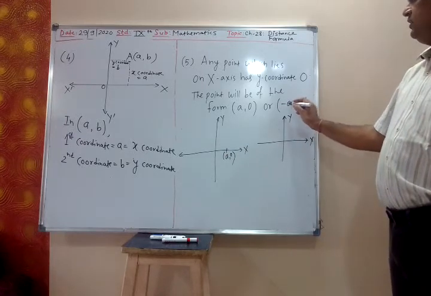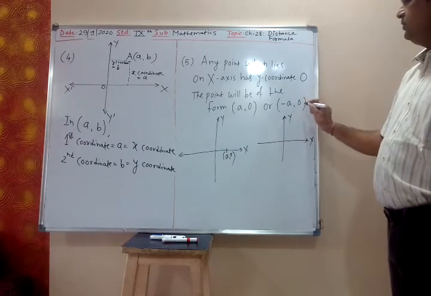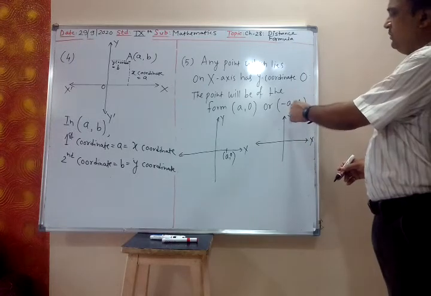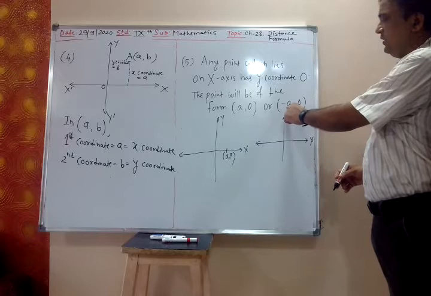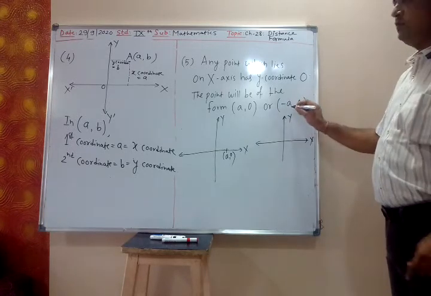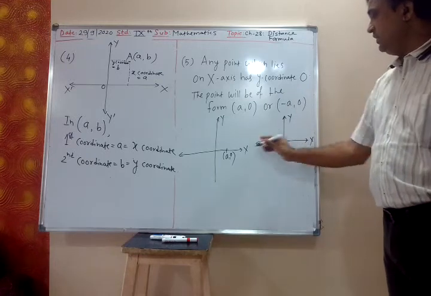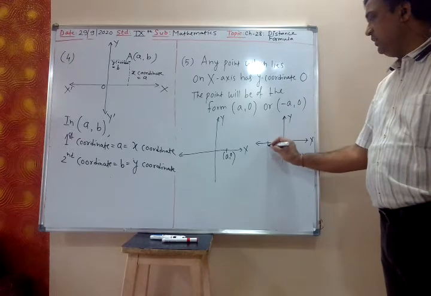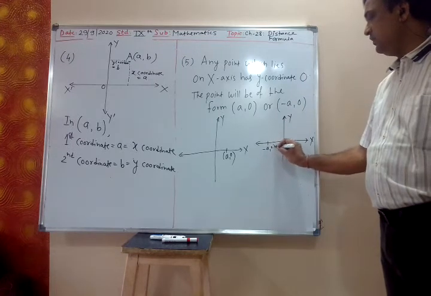Now let us take minus A comma 0. Again the second coordinate is 0, that means it is a point on x-axis. But this time the x coordinate is minus A. What is the sign of that? Negative. So where is x negative? On this side. So I will take minus A comma 0 on this side.